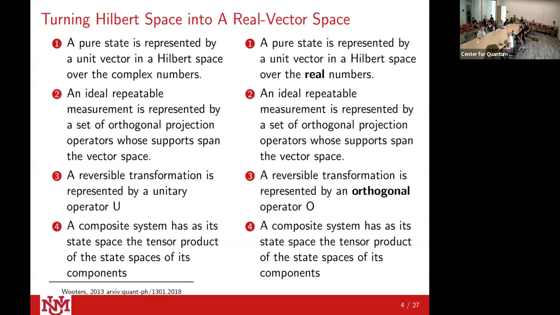So here are Wootters's 4 axioms. Basically, the only things he's going to change in jumping to real vector space quantum theory is he's going to replace the Hilbert space with a space over the real numbers. I don't know if it's still a Hilbert space. It is. It is? Okay. And then he's going to replace the unitary operators that generate our time evolution with orthogonal operators.